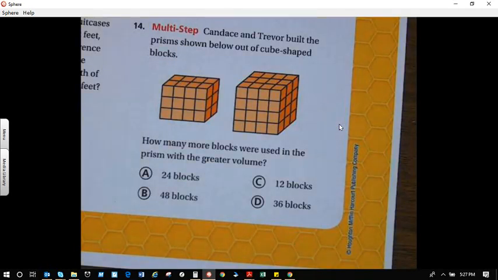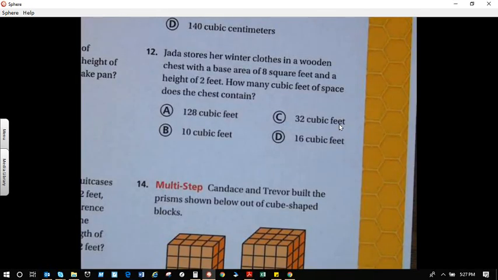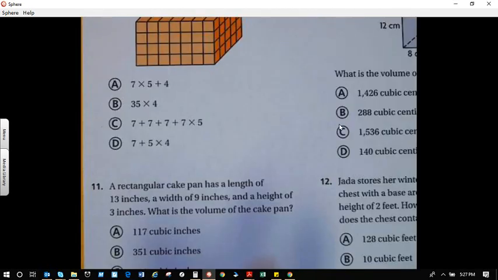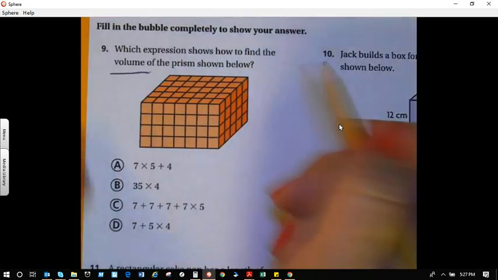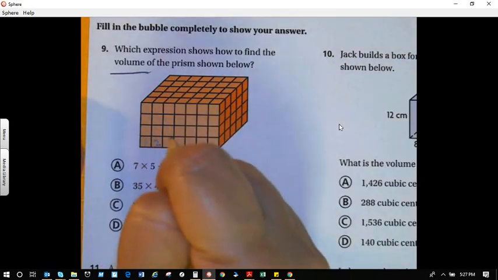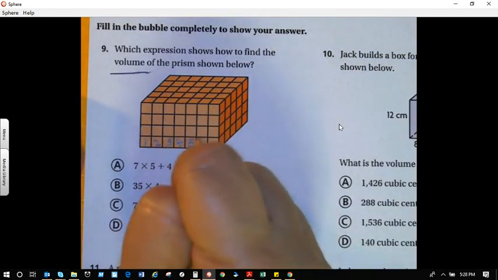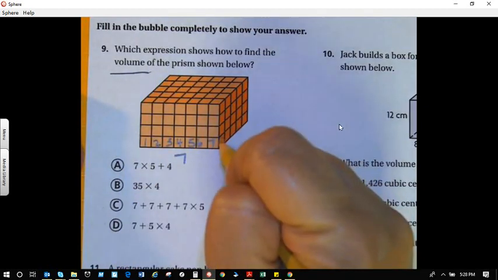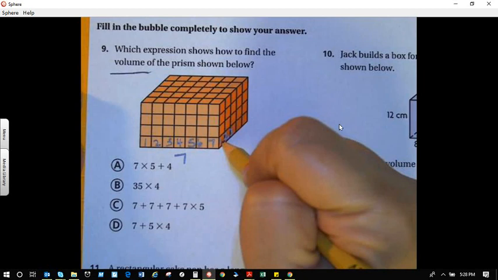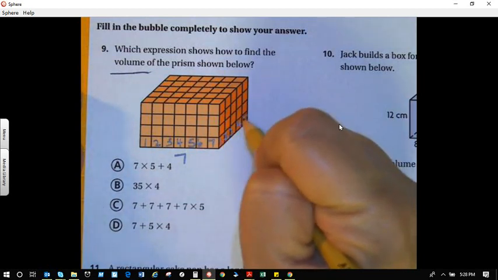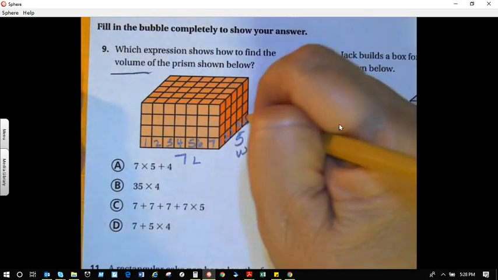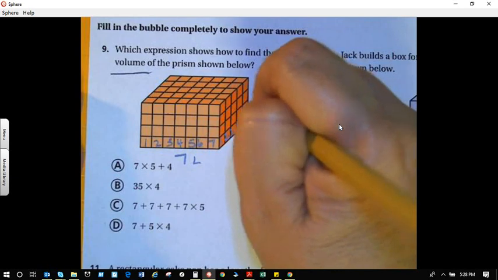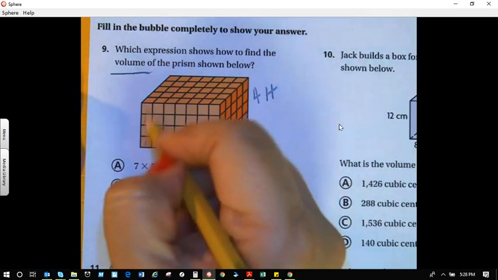All right, let's go to number 9. Which expression shows how to find the volume of this prism shown below? Okay, so I have 1, 2, 3, 4, 5, 6, 7. So this is a 7. I have 1, 2, 3, 4, 5. This is 5 for my width. 7 is my length, and then I have 1, 2, 3, 4. 4 is my height. I can also count it up here if you're wanting to.